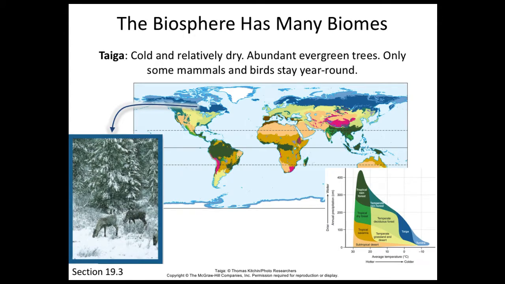Our next is called taiga. Taiga is cold and relatively dry, and it covers vast areas of land across the northern hemisphere. It's abundant with big evergreen trees such as pines, and only some mammals and birds can actually survive year-round since it gets so cold in the middle of the winter. Therefore, those animals that can't survive must migrate south for the winter.